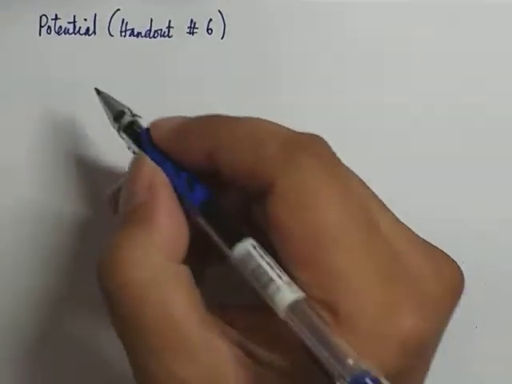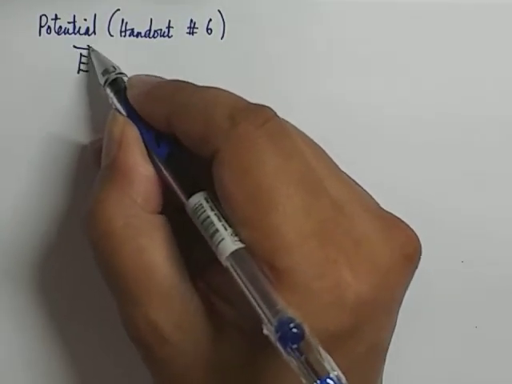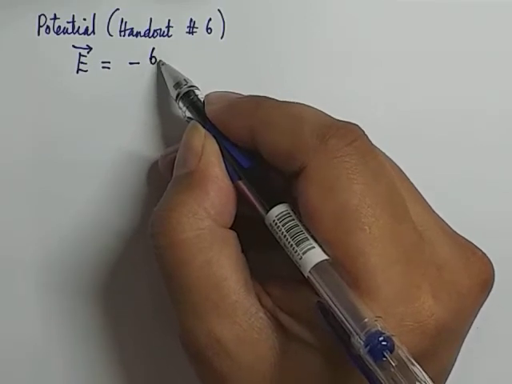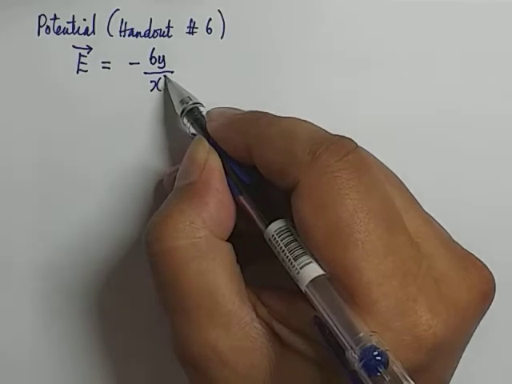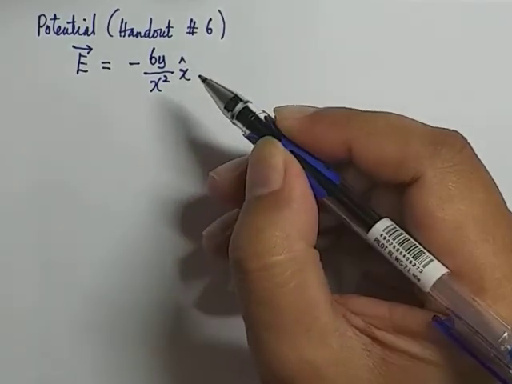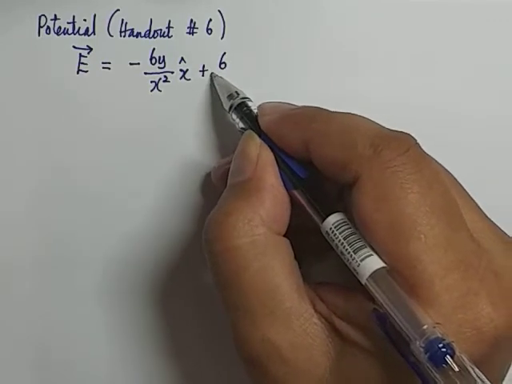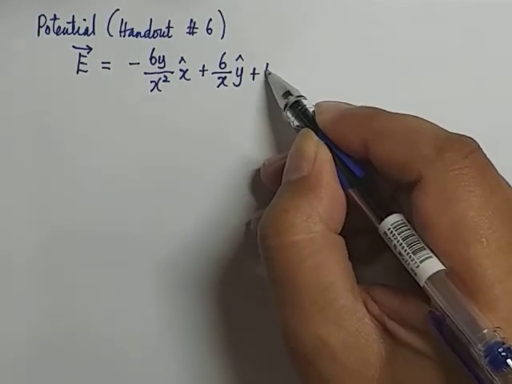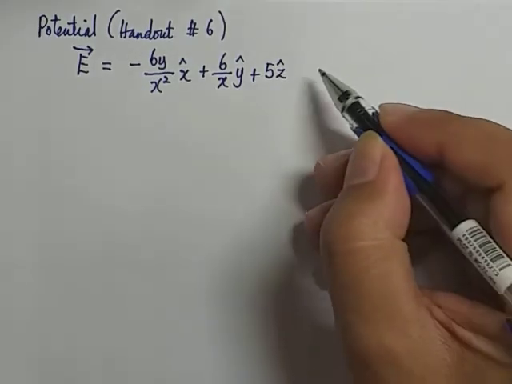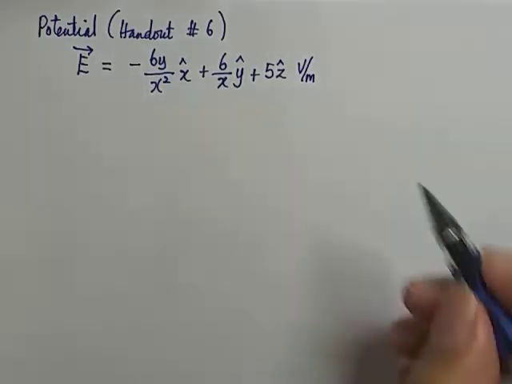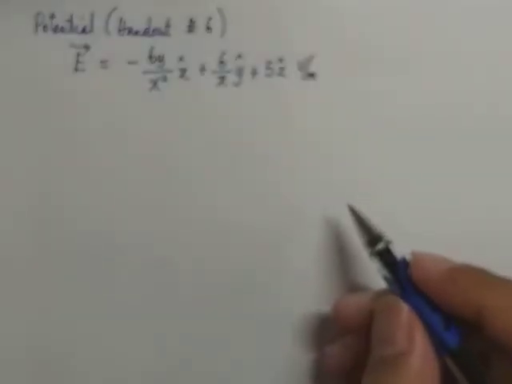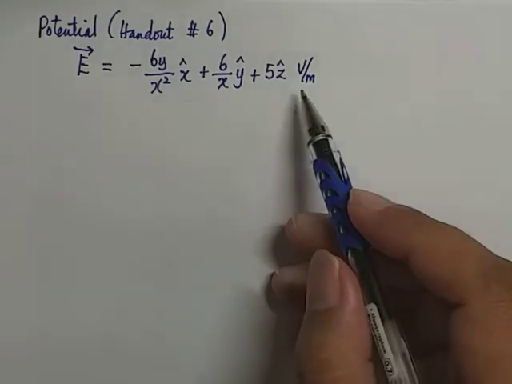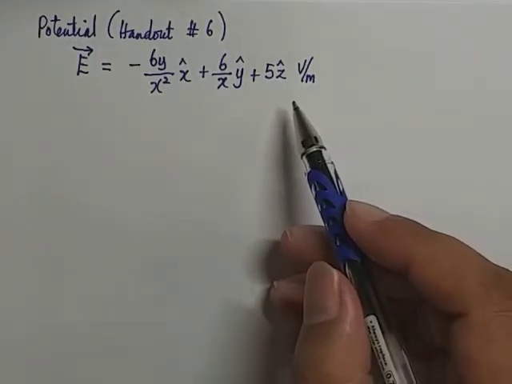Given E in this question as minus 6y over x squared in the x direction, plus 6 over x in the y direction, and finally plus 5z in the z direction. You can see the unit of E is volt per meter. So please note the unit, we're going to talk about it when we solve the problem. Make sure you look into the unit, as it is an important indicator parameter when we solve problems.